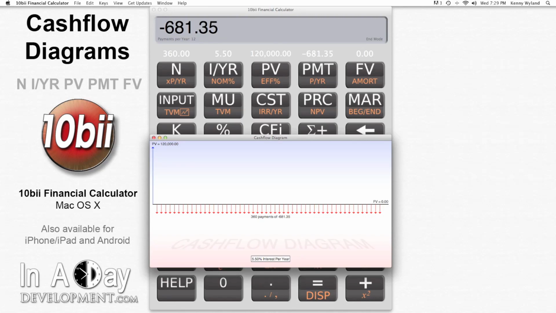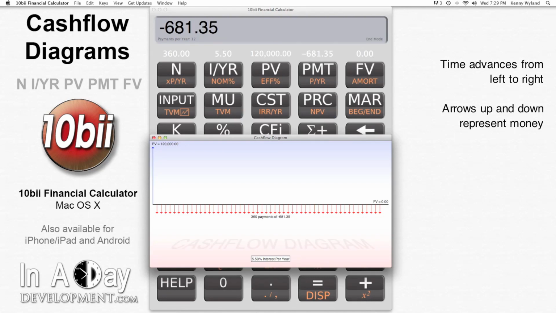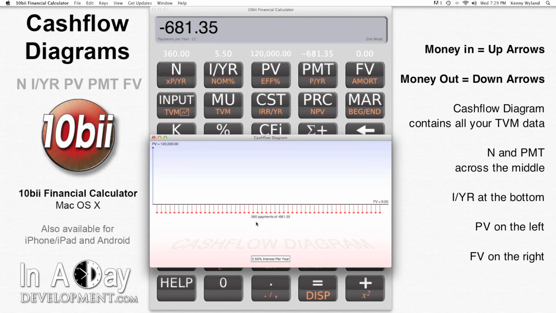All of your TVM values are represented here on the graph. The graph represents time advancing from left to right and money as up and down arrows. N is shown here describing the number of payments on this loan. I/YR is shown down here. Since PV is present value, it is shown all the way to the left.